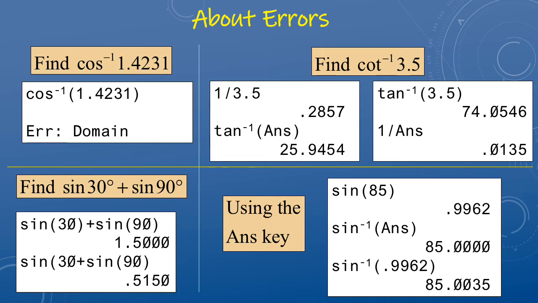So when we type in the inverse sine of 0.9962, we lose accuracy. And that's why we don't get 85 exactly, but 85.0035. So you should get used to using the ANS key, answer key, on your calculator when you use a calculation in a further calculation.